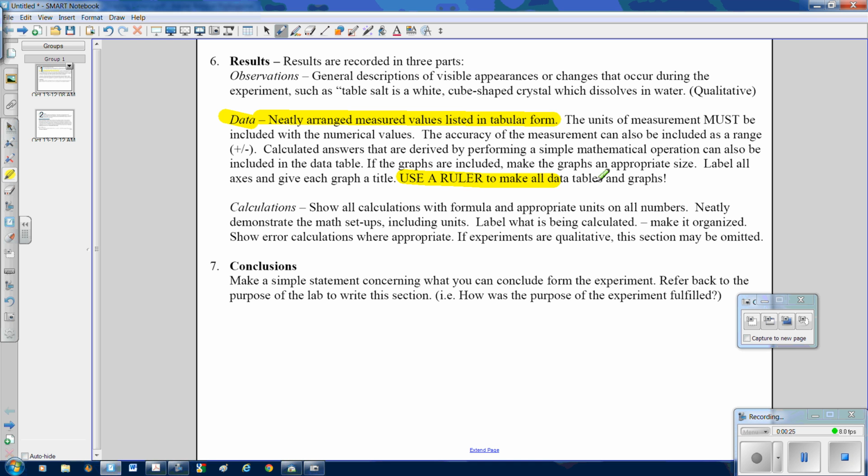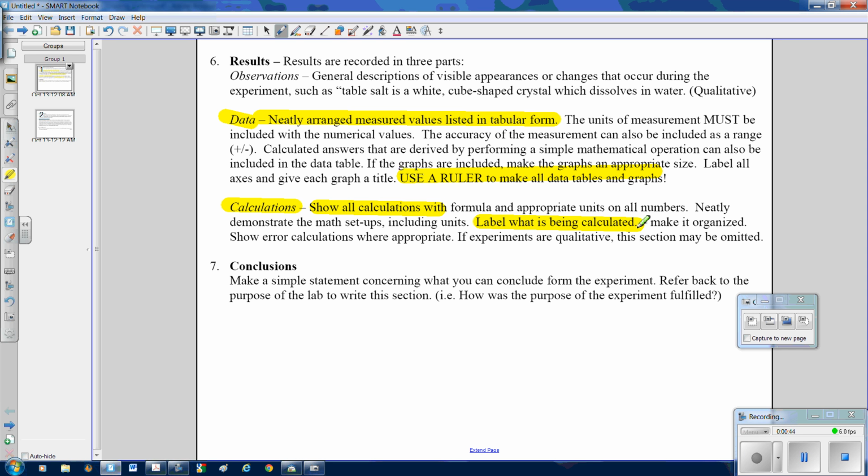You always want to make sure of key things that come in all the labs, all the graphs and data tables: make sure that you use a ruler and you label everything. Calculations. Watch the video for the calculations. You're going to show all calculations. Make sure that you label every time you're calculating something.